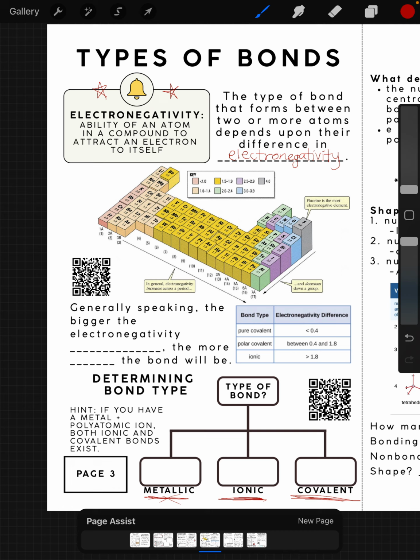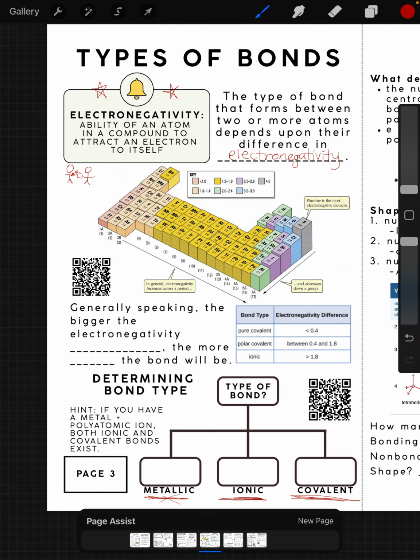Okay, so in my class, I use the example of 2 toddlers fighting over a toy. They both have a hold on the block or whatever, right? The little toddler that has slightly more muscle is going to be able to pull that toy a little bit more towards themselves. Okay, so it's kind of like tug of war. And so the atom that has the higher electronegativity is going to be able to pull that electron towards itself more.